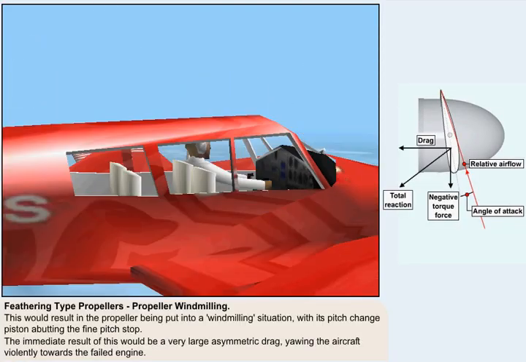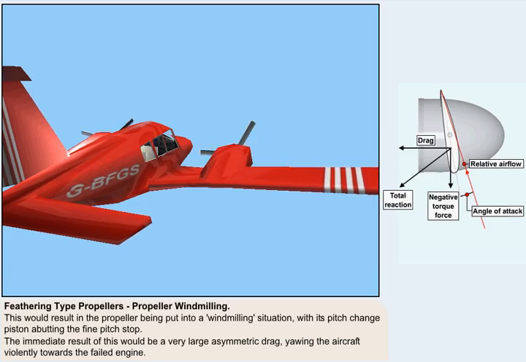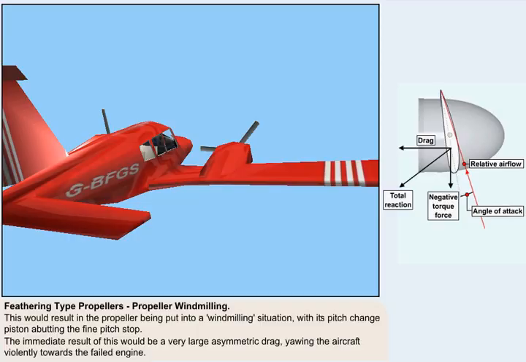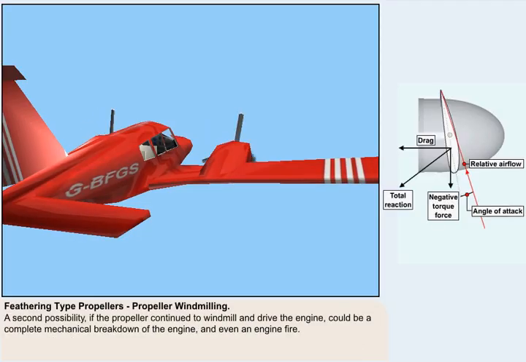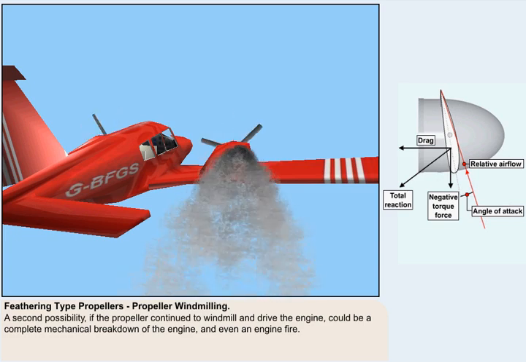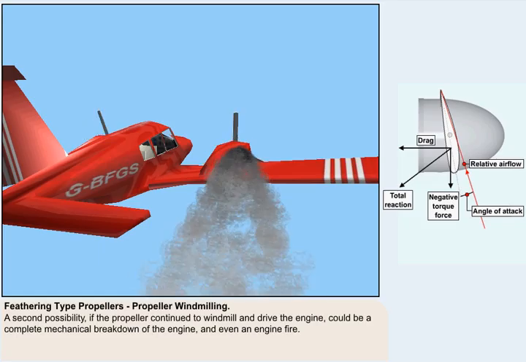The immediate result of this would be a very large asymmetric drag, which would yaw the aircraft violently towards the failed engine. A second possibility, if the propeller continued to windmill and drive the engine, could be a complete mechanical breakdown of the engine, and even an engine fire.